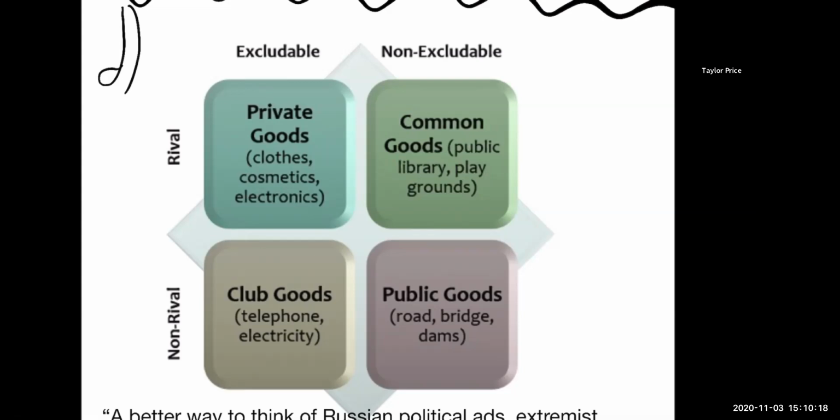Whereas a club good is excludable, but non-rival. So like telephones or electricity, specifically telephones in the sense of the old telephone where you have a landline or telephone service. They're excludable because you have to pay for them, but they're non-rival because if I'm calling someone, you can also call someone. My use of the network doesn't impact your use.